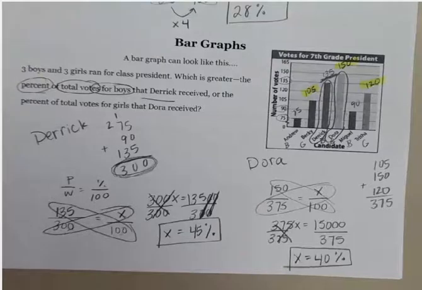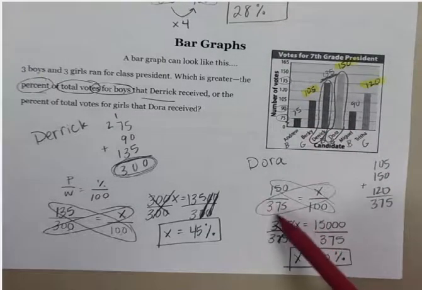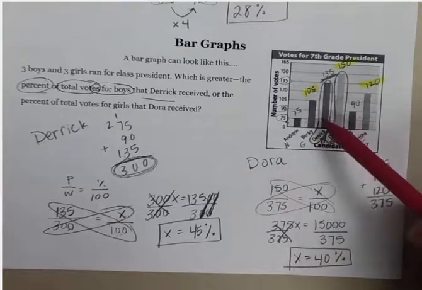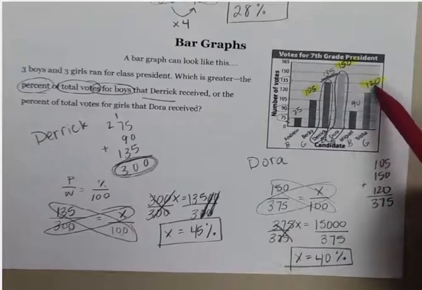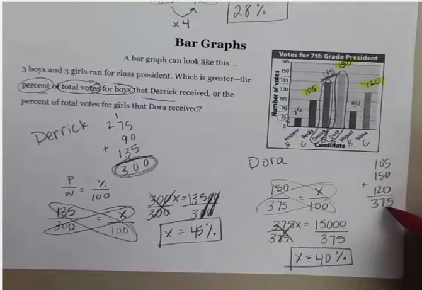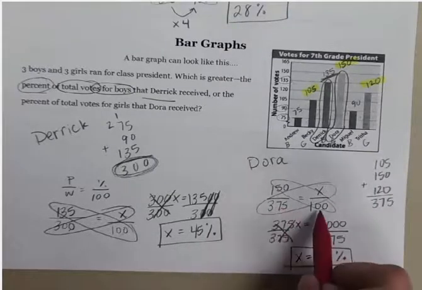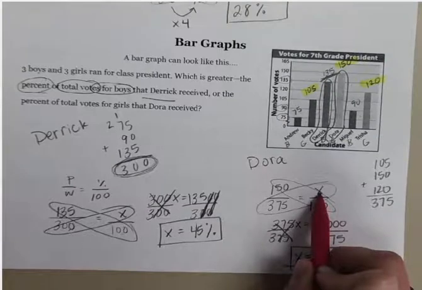Alright, I needed to find the whole. How many girls voted? I needed to know what my whole was. So I added Becky, which was 105, I added Dora, 150, and I added Trisha, which was 120. I added all those together, and I got 375. I put it on the bottom because that was my whole. I filled in my 100 gimme. I'm solving for a percent still, so that's why x is my variable in the percent spot.